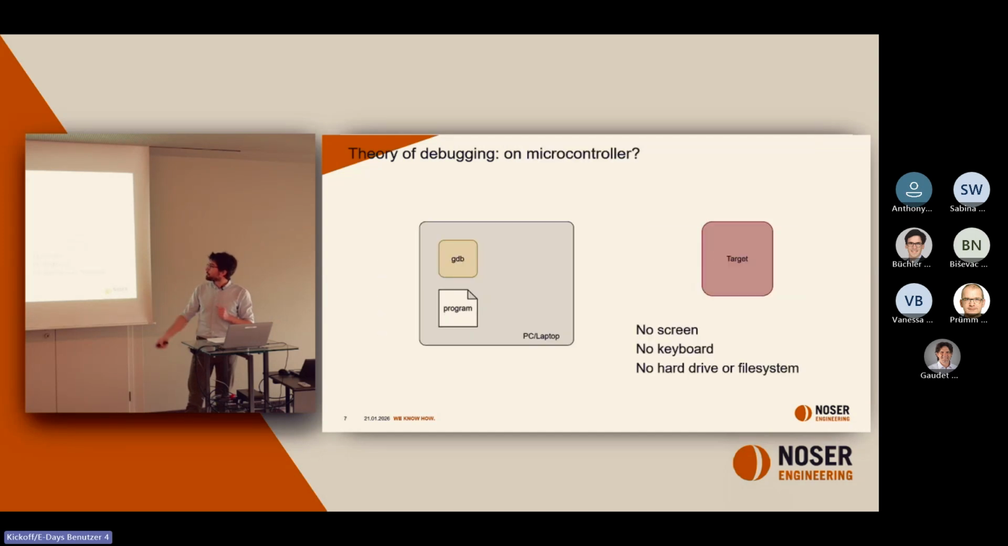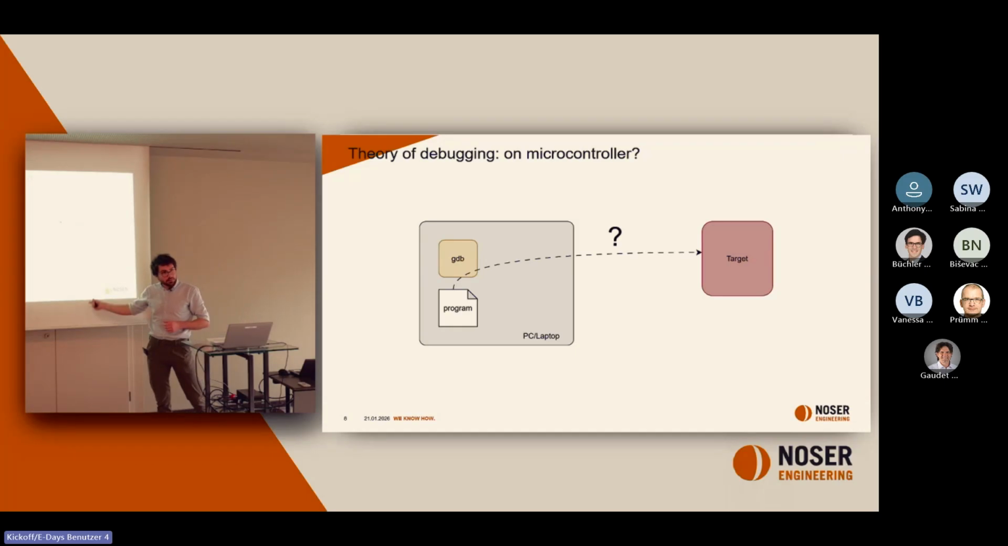Now, on the microcontroller, GDB is not here. I mean no screen, no keyboard, no hard drive, no file system. Sometimes you have bigger targets which have that, but on a small microcontroller, most of the time you have nothing. And you still want GDB working on your laptop because you want to debug from there. So how do we do that? How do we put a program on the target? How do we run it? How do we debug it?